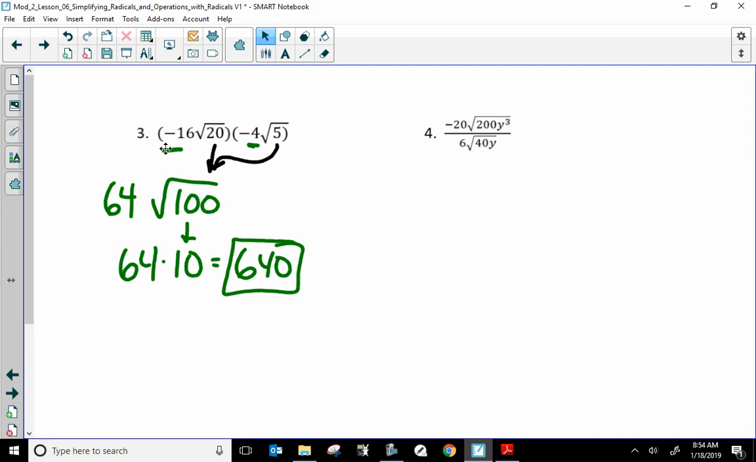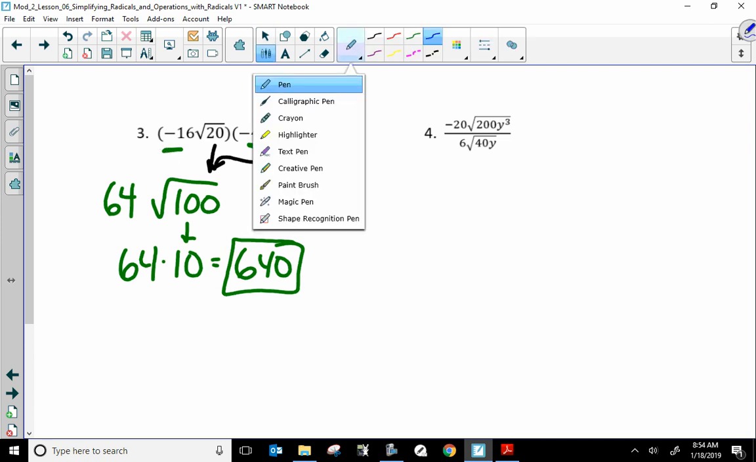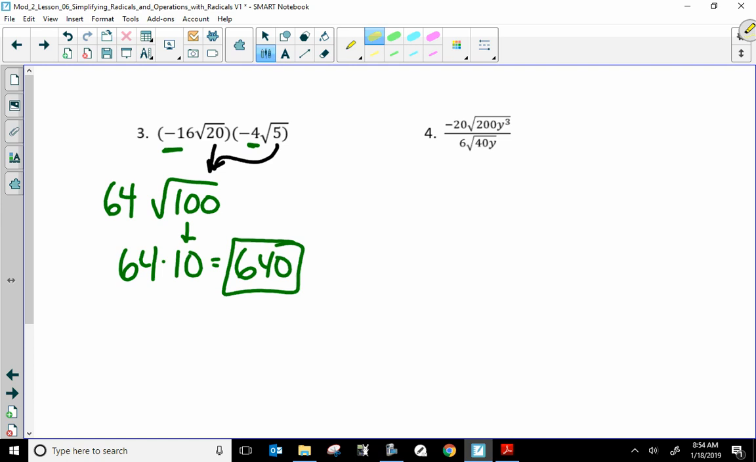Number 4. I'm going to handle these like they are slightly different. And when I say different, I mean the numbers that are under the radical versus the numbers that are not. And I'm going to view these as 2 separate fractions. First, I'm going to see if I can simplify negative 20 over 6. Yeah, 2 goes into both of those. This fraction with just these numbers actually reduces to negative 10 over 3.